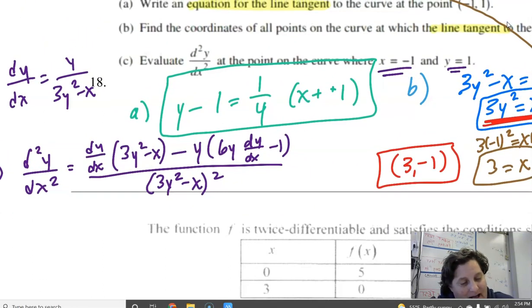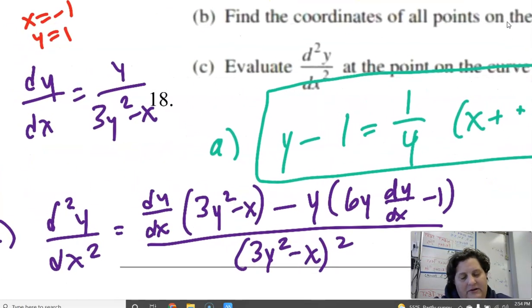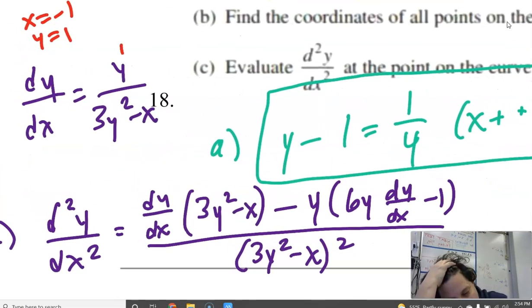Now we're trying to evaluate it at x is -1, y is 1. I'm going to write these over here: x is -1, y is 1. And let's figure out really quick what dy/dx equals. Well, if y is 1 and x is -1, this equals 1 over 4.